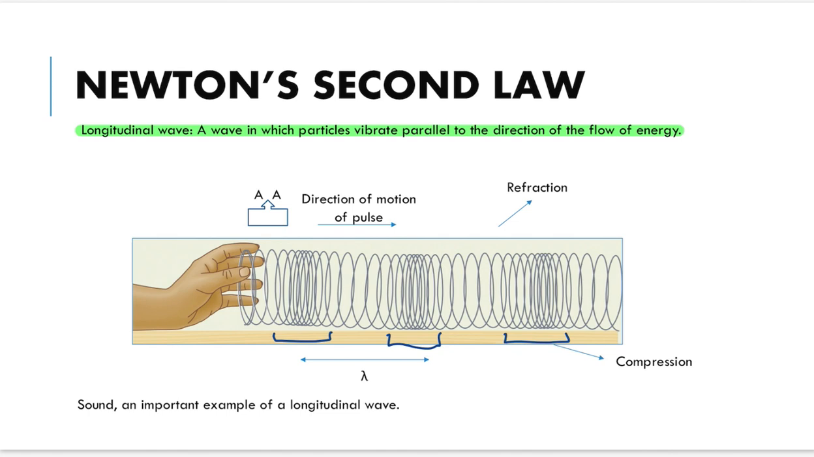When the particles are closer together or compressed, the pressure is increased above ambient pressure, which is just regular room pressure. The term ambient pressure describes the average pressure of a gas.